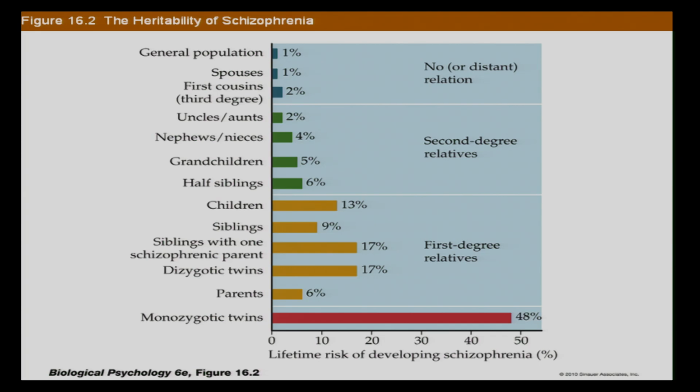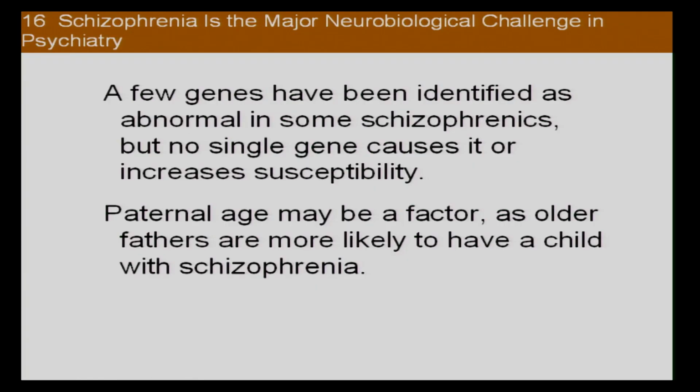So if there is a genetic component, as suggested by these findings, what are the genes that have been identified? There are a few genes that have been identified as abnormal, but there's no single key gene that you can delete and the person or the animal model does not have schizophrenia. But there are all these different factors that we've come to understand over the years. One is paternal age. The age of your father may be a factor. Older fathers are more likely to have a child with schizophrenia.